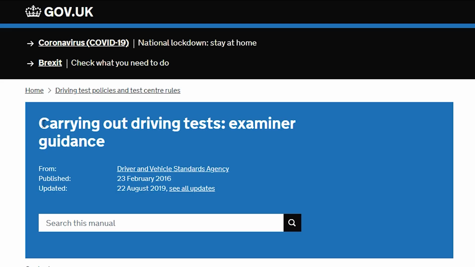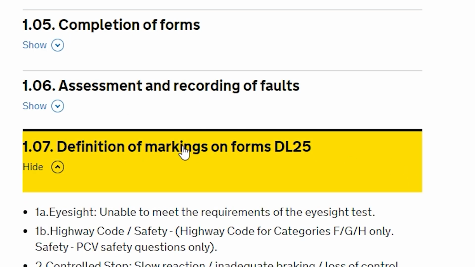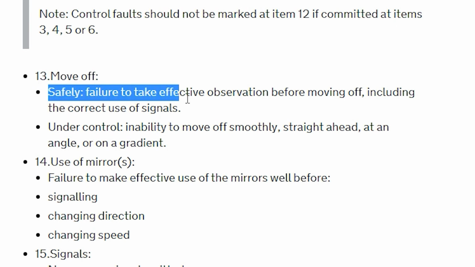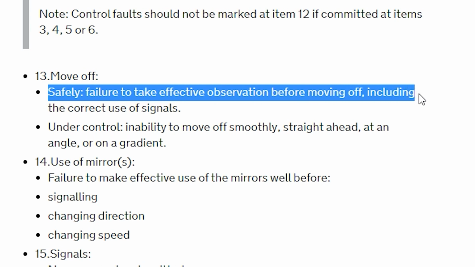If you look at the DT1 document, the reason it's marked there is because it's failure to take effective observations, including the use of signals. The signal's fine, the guy's signalling, but effective observations, with the red car moving out as they've moved, not good enough.